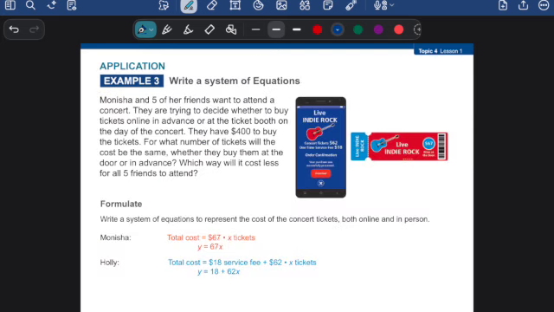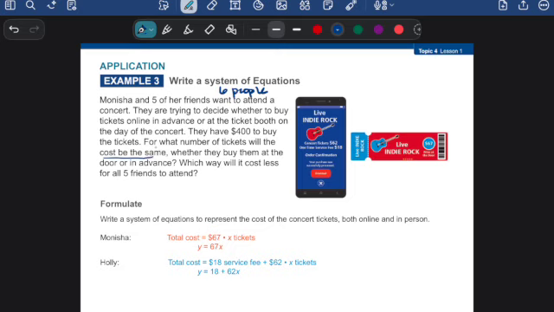Example 3, our application problem. We're going to write a system of equations and then answer this question. So Monisha and 5 of her friends, so keep that in mind, we have 6 people going to a concert. And they're trying to decide whether to buy tickets online or at the ticket booth. They have $400 to buy the tickets. For what number of tickets will they be the same?